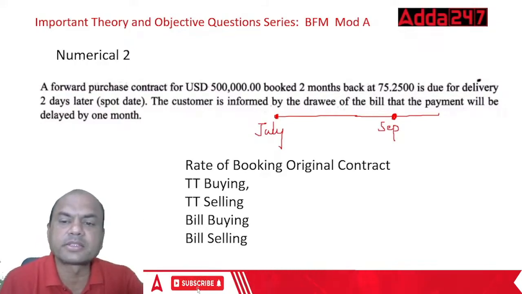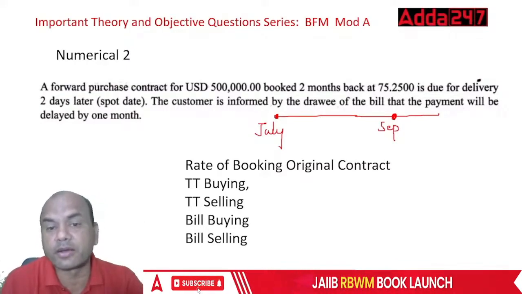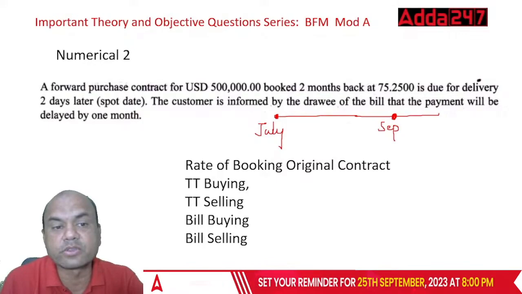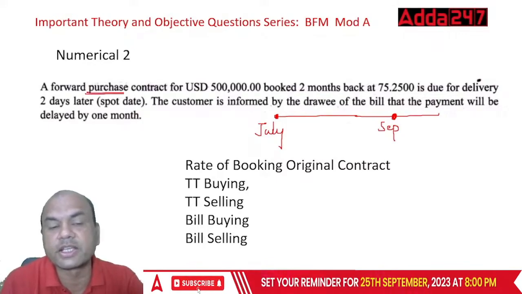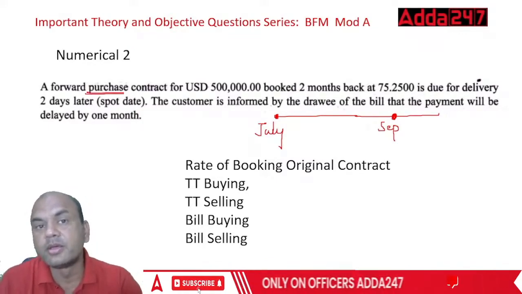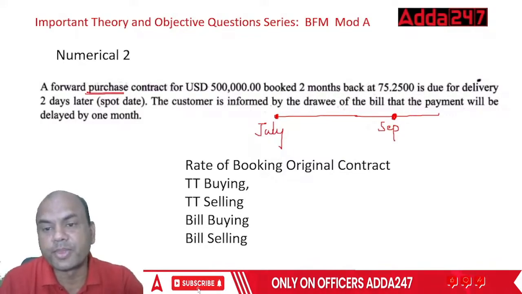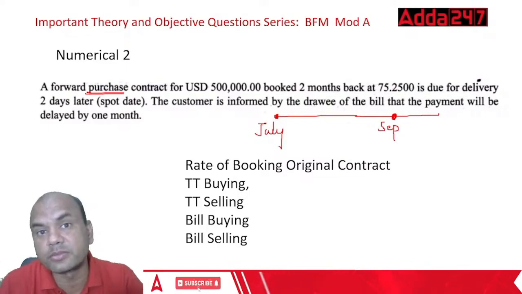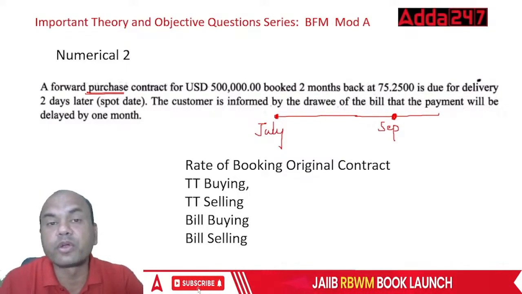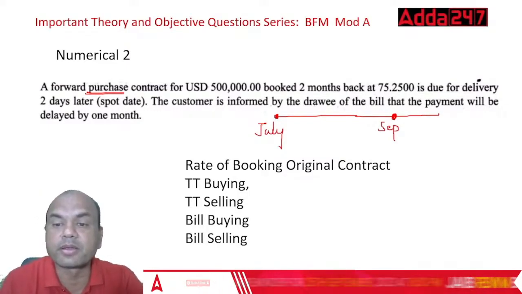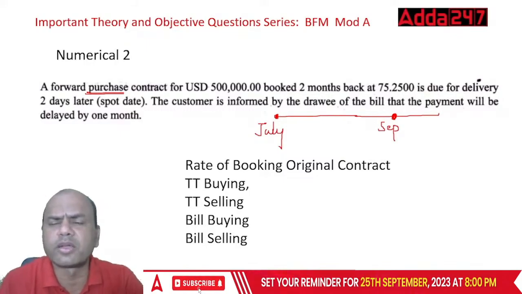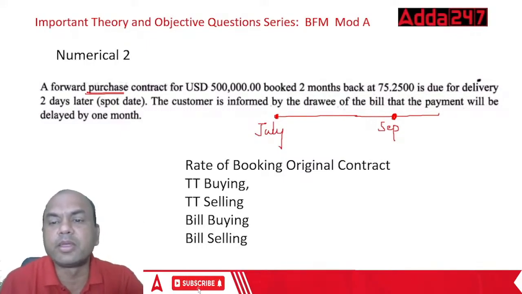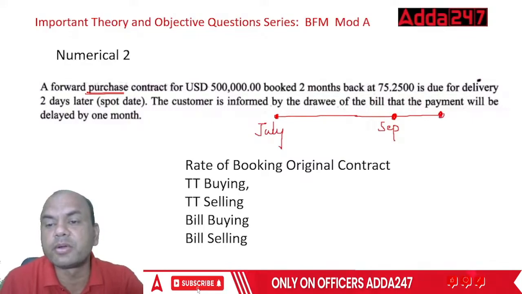But what has happened is the customer is told now by his buyer. See here, forward purchase contract. This is a purchase. Purchase means it's an export transaction. Always remember, purchase is always export. So this buyer has told, buyer means the buyer of your customer. That buyer was going to pay the customer in September. But this buyer has said that no, I won't be able to pay you now. I'll be able to pay you after 1 month. So I'll be able to pay you in October. Now what have you to do?